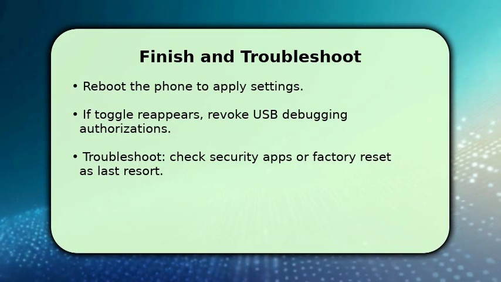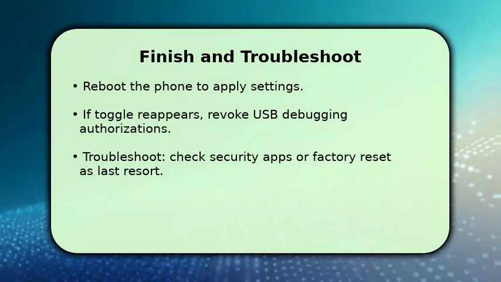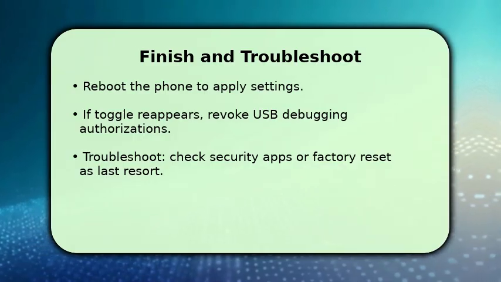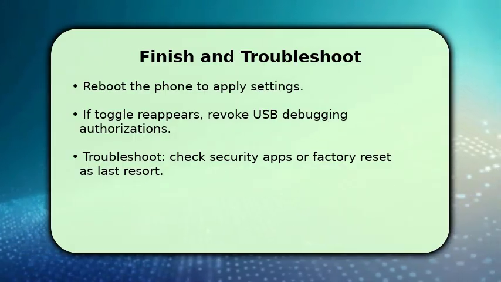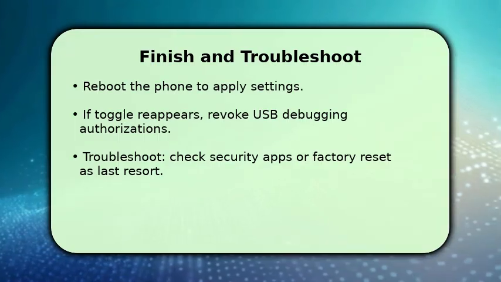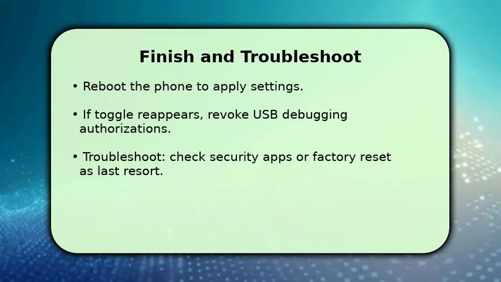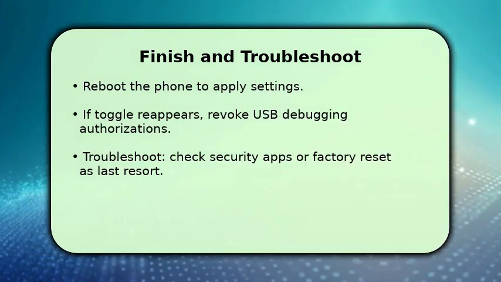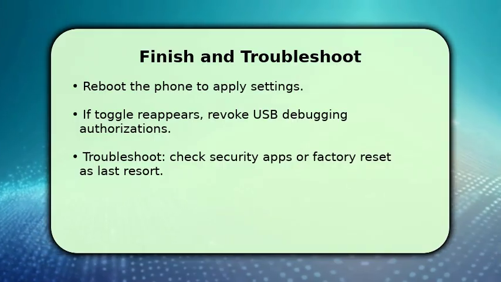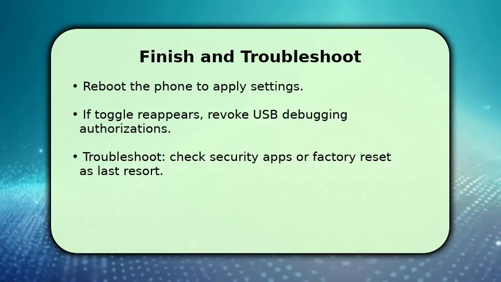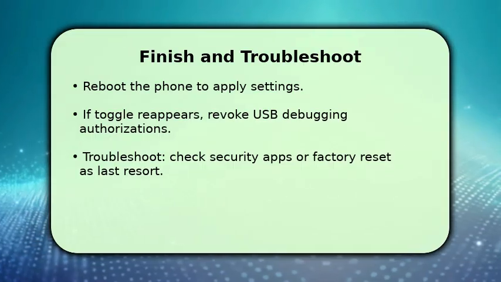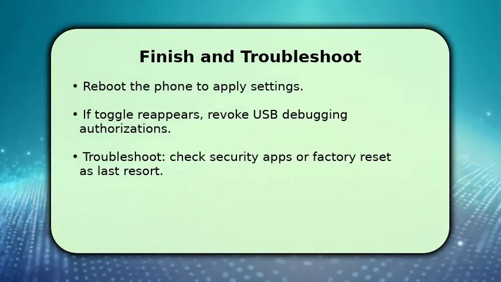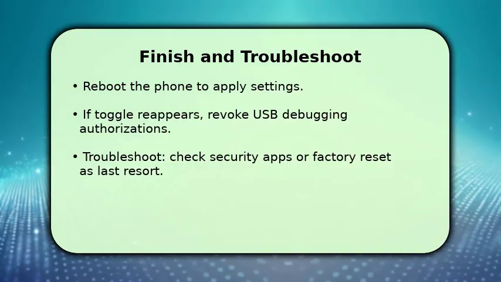After reboot, confirm USB debugging remains off by returning to Developer Options. If the toggle reappears enabled, go to Developer Options and tap Revoke USB debugging authorizations to clear stored ADB keys, then try again. If problems persist, check for security apps or device management profiles that restore settings. And only as a last resort, consider a factory reset. Back up your data first to avoid loss.